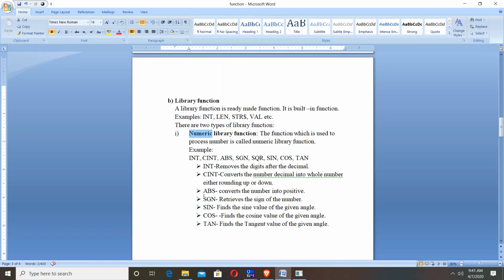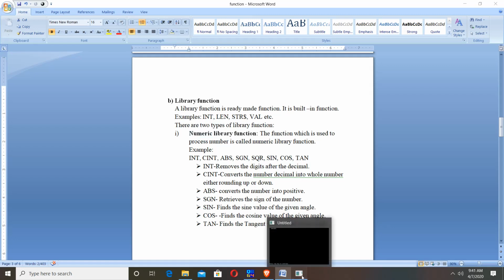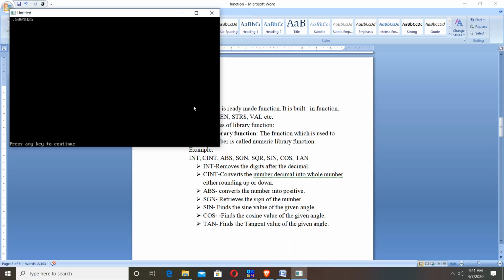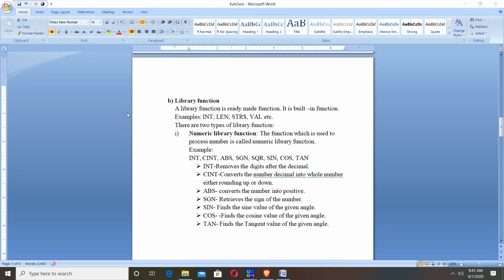That means suppose you have entered any number with a decimal, that means any fractional number. At that time the digits after the decimal point will be removed by the INT function. Okay, let's check this out in the QBASIC editor screen. How does this work?